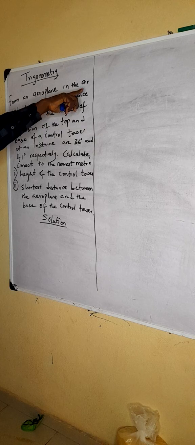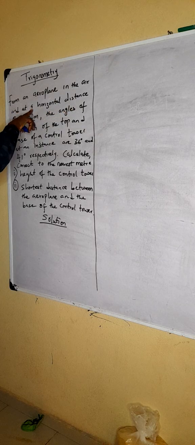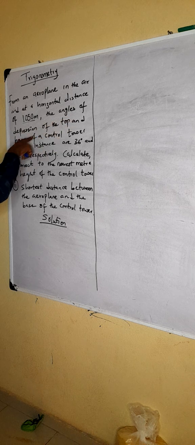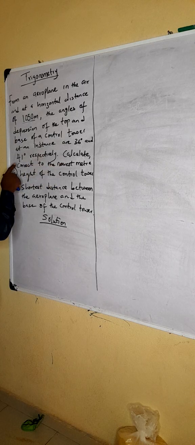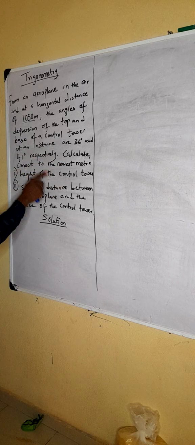From an aeroplane in the air at a horizontal distance of 1,050 meters, the angles of depression of the top and base of the control tower at an instance are 36 degrees and 41 degrees respectively. Calculate, correct to the nearest meter, the height of the control tower and the shortest distance between the aeroplane and the base of the control tower.